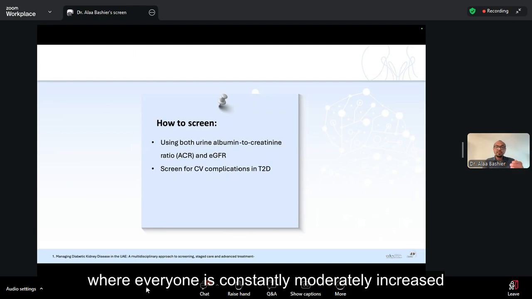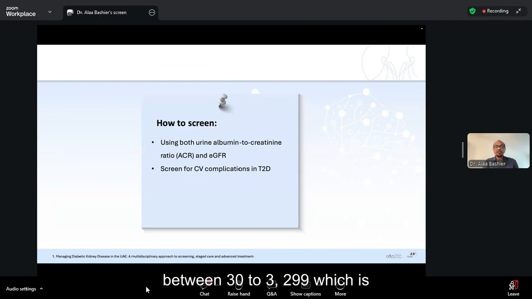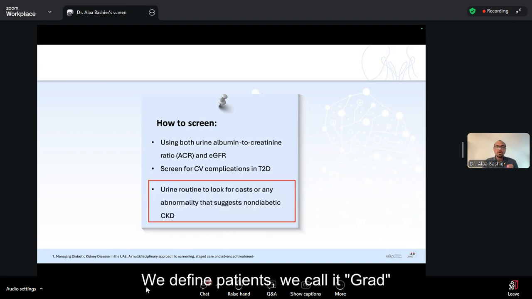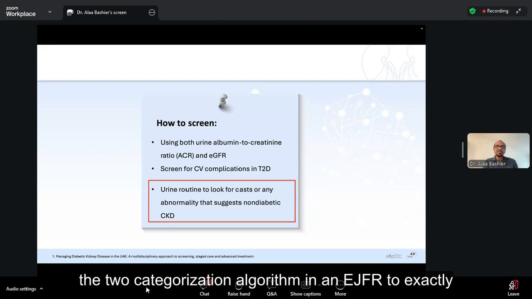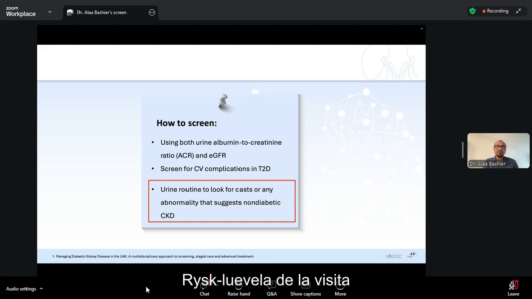A1 is considered moderately increased, and between 30 to 299, which was previously called microalbuminuria, is A2. And if it is above 300, then it's A3. So we define patients, we call it grade stage 1 A2, for example, or stage 2 A3. So we have to put the two categorizations, albumin and EGFR, together to exactly understand the risk level of this patient.